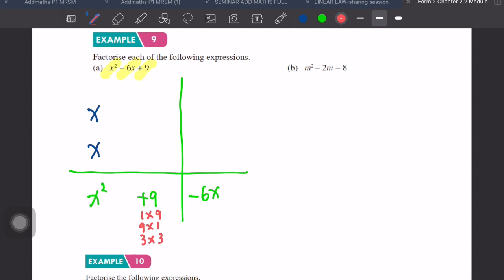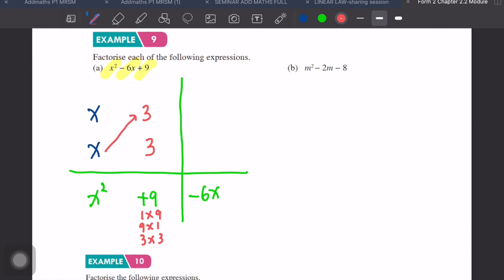Okay. Kita cuba buat. Okay, tengok belakang ni, 6. Okay, apa nombor yang kalau kita tambah pula, dapat 6? Boleh abaikan dulu dia punya sign ni. Okay, dapat 6. 9 plus 1 is 10, bukan. 1 plus 9 is 10 pun bukan. Tapi 3 plus 3 dapat 6. Okay. So, kita tulis 3 dan 3.